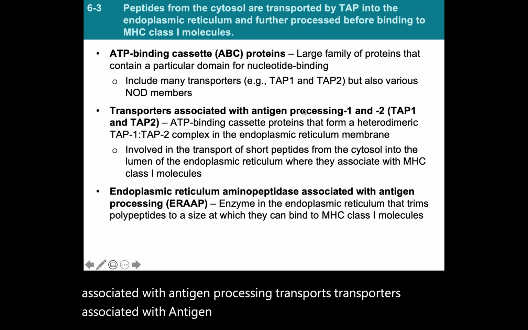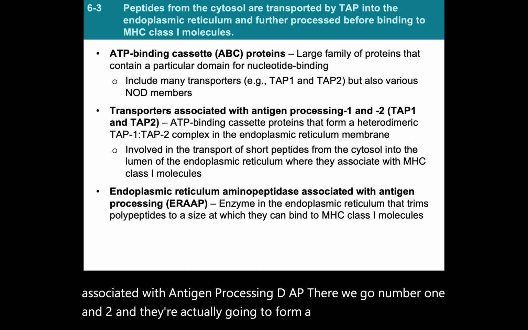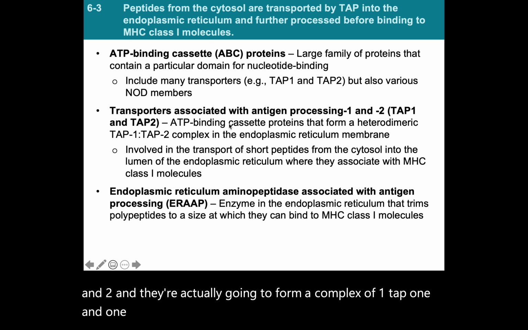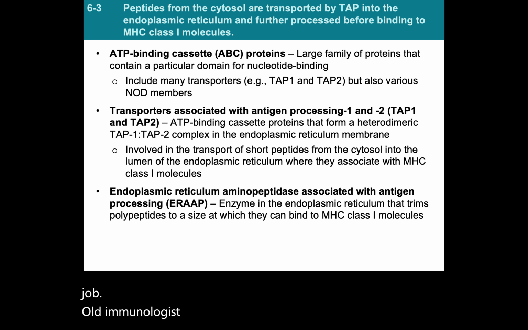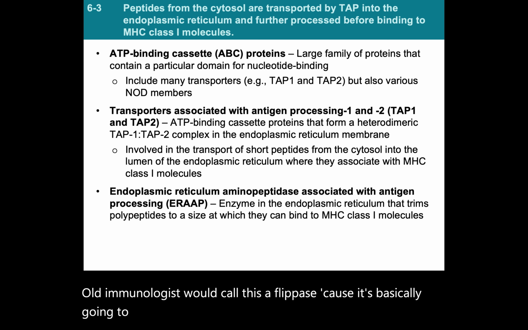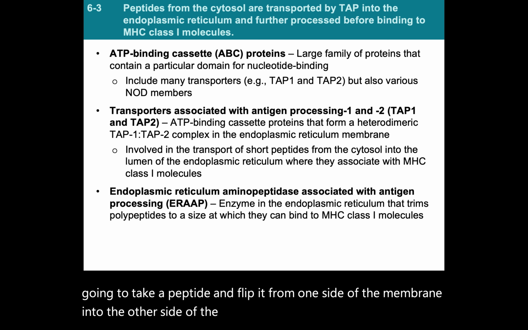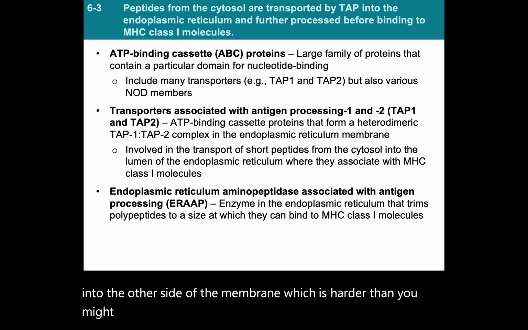TAP, number 1 and number 2, actually form a complex of one TAP1 and one TAP2 on the ER membrane. Old immunologists would call this a flipase, because it's basically going to take a peptide and flip it from one side of the membrane into the other side, which is harder than you might think. Because you can't go around, you have to find a way to go through.